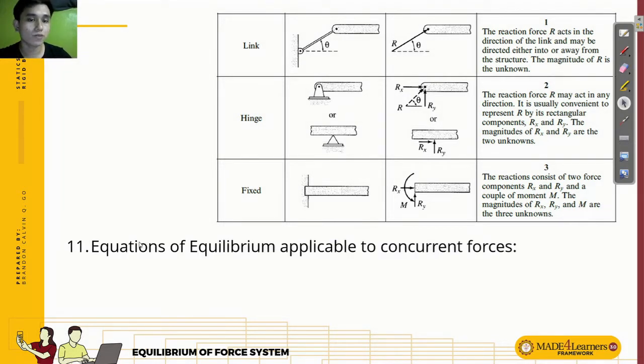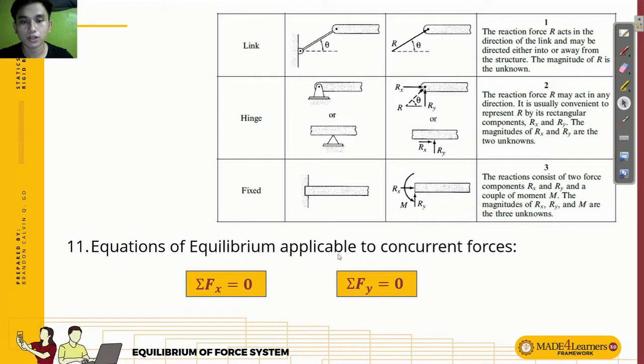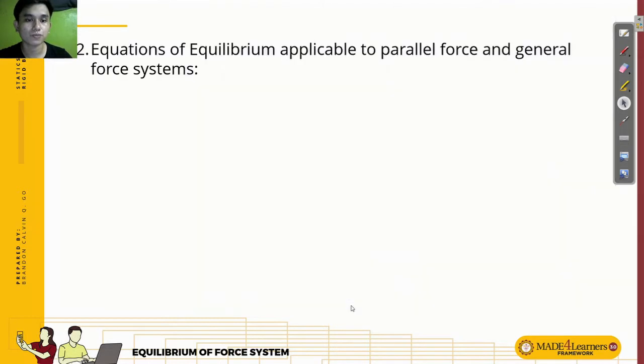Okay, so equations of equilibrium applicable to concurrent forces. So, if concurrent forces, class, they meet at one point, so you take the summation of forces along x. If it is inclined, you get the component. Then the summation of forces along y. So, it should equal 0. Okay? So, you separate upward, downward, to the left, to the right, no, by using sign. Okay? And then next we have equations of equilibrium applicable to parallel force and general force systems.